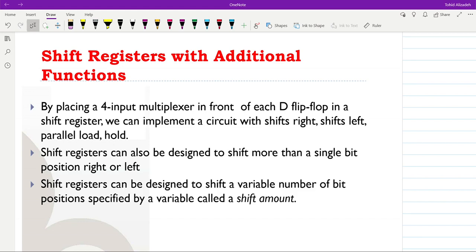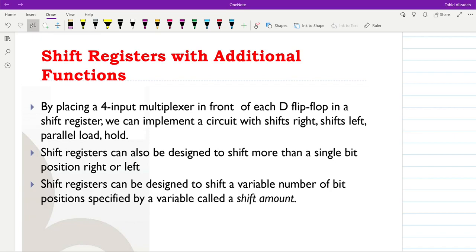So in the previous case, we had three cases. In the previous example, we had three cases of holding the data, loading it, the parallel load, or shifting. But sometimes we want to have more functions in it. If that's the case, we can use the multiplexers in order to determine what should be the input to each flip-flop at any rising edge of the clock.